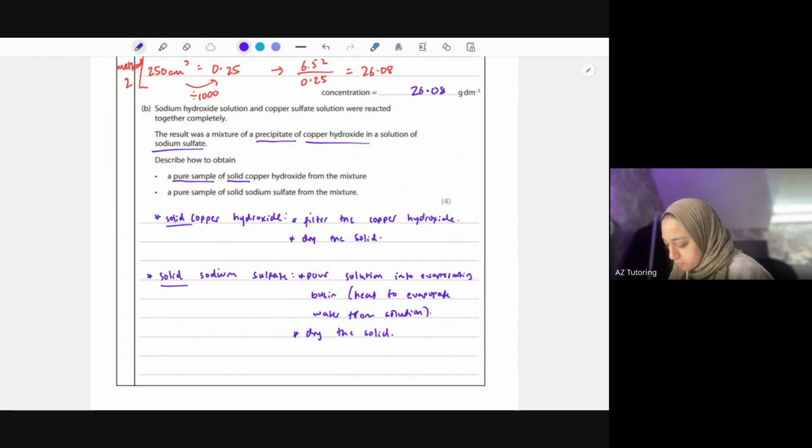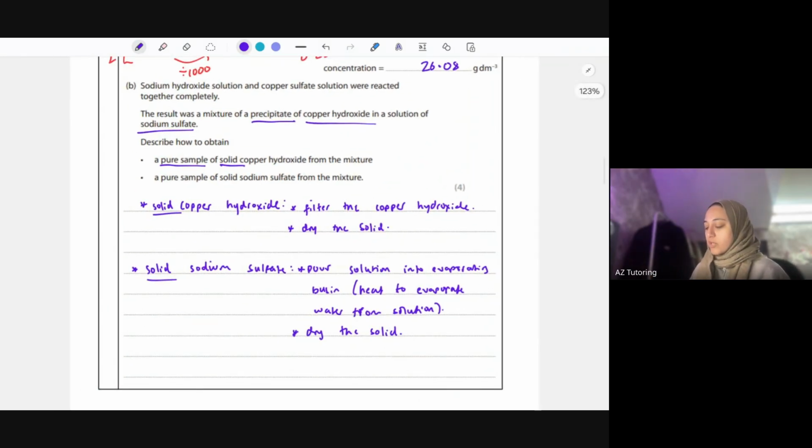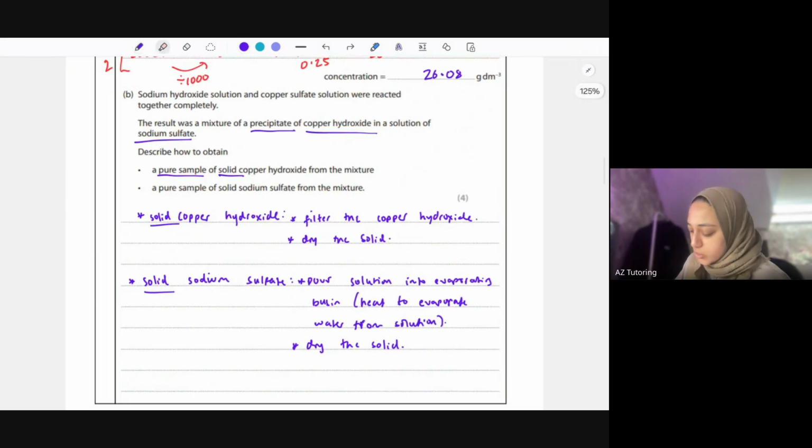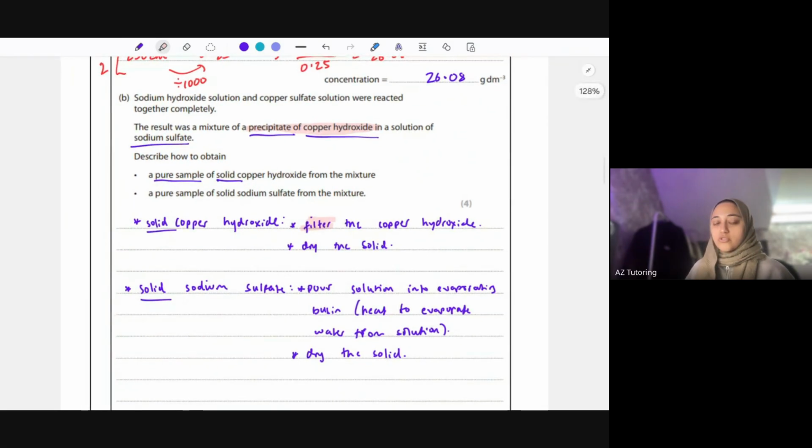So precipitate of copper hydroxide in a solution of sodium sulfate. Okay, so just to reiterate why I know that's that way as well. A lot of students get confused. Well, how do you know that the sodium sulfate, the way I've done the crystallization process, isn't the copper hydroxide? If you look at the question, it says the result was a precipitate of copper hydroxide. So the copper hydroxide is already a solid. So because it's already a solid, I just need to filter out that solid. And then you just need to dry it.